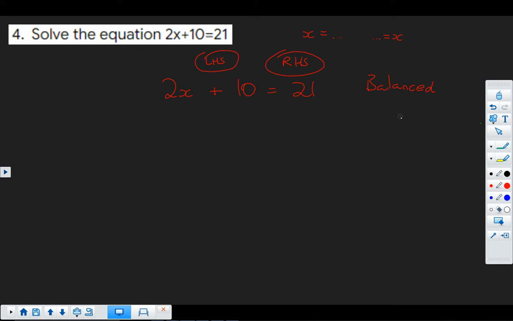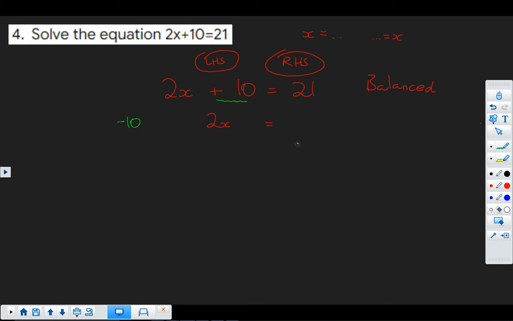So I want x on its own. The first thing that's stopping me is this plus 10 here. So I'm going to take that away. And I'm going to have to do that to both sides. So if I take it away from this side, it disappears, which is what I was trying to do, because plus 10 take away 10 is nothing.